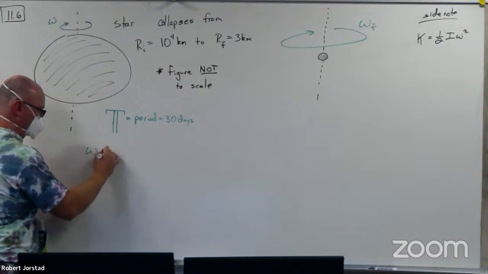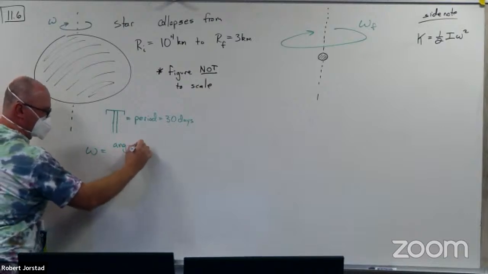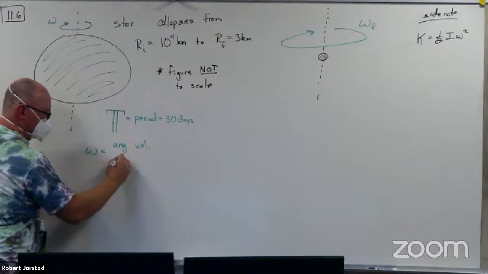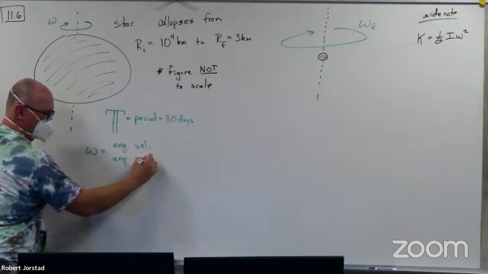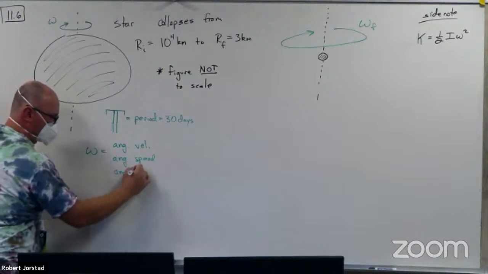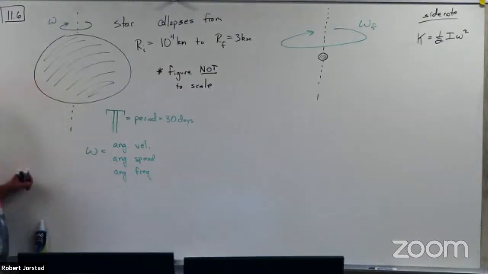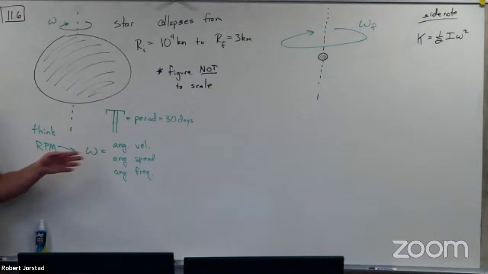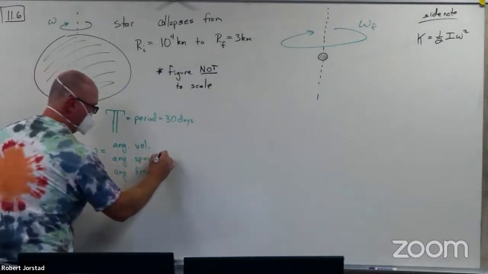So let's say omega, that's angular velocity. Sometimes it's angular speed, depending on the problem. Sometimes we call it angular frequency. Depending on the context of the problem, omega could mean any of these three things. They're all basically the same thing. Think RPM. It's something that relates to the RPM. Got it? What was the equation that relates omega to period?